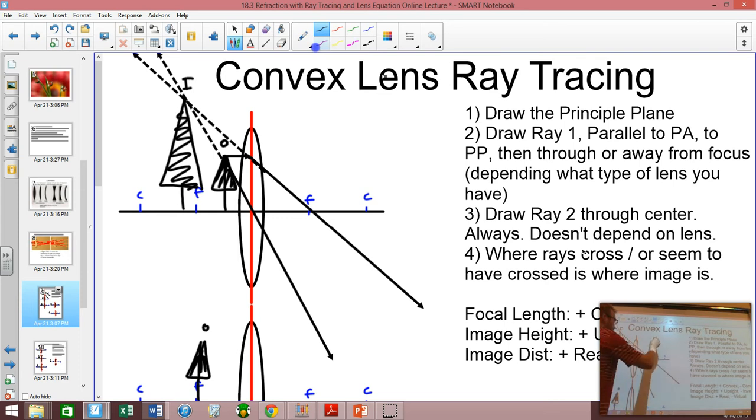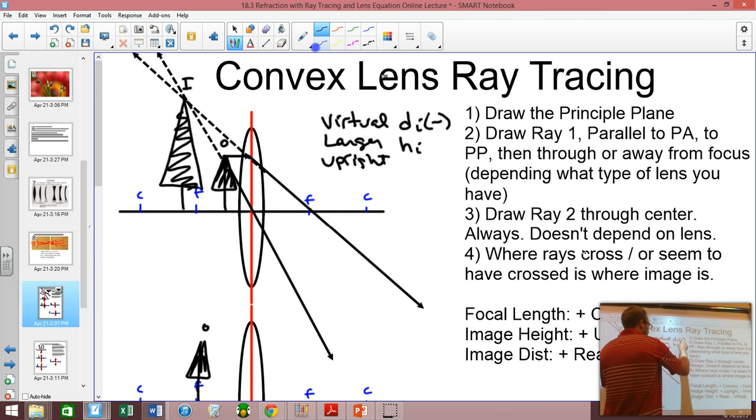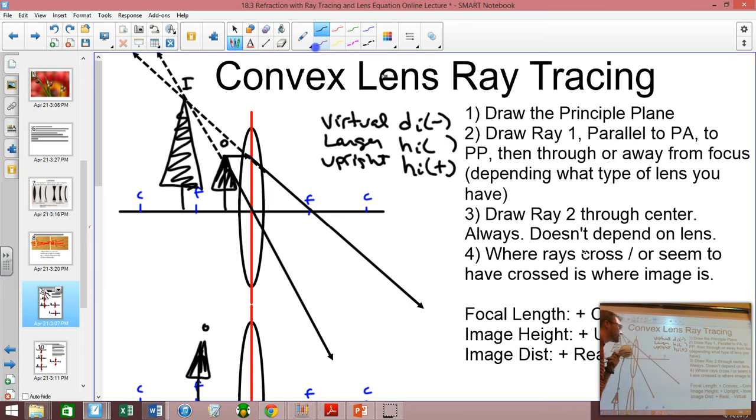It's a virtual, larger, and upright image. Virtual, meaning that the distance to my image is going to be negative. Larger, the height of my image is going to be bigger than the height of my object. Upright, the height of my image is going to be positive. So these are things you can tell, just like with our mirrors.